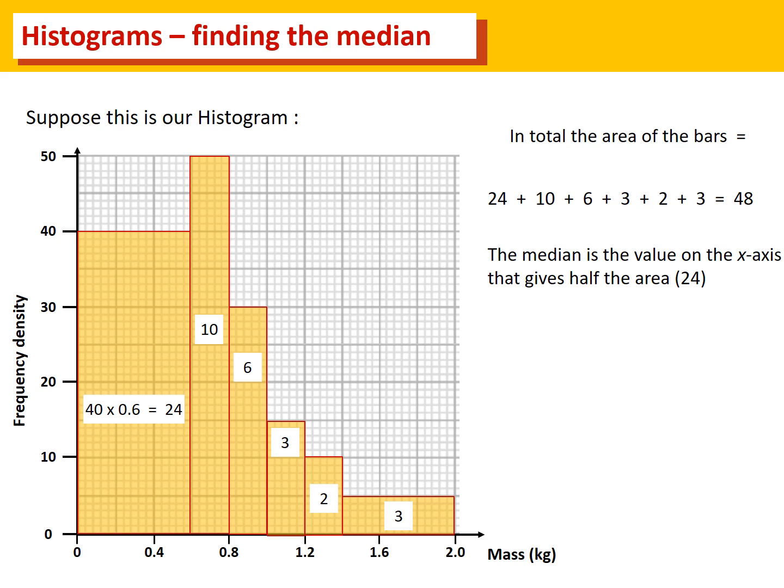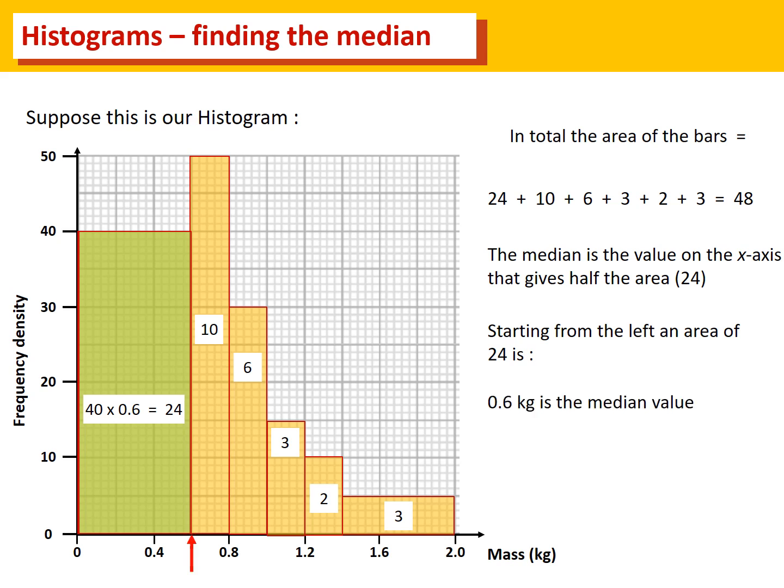So where's the value on the x-axis where we have an area of 24 to the left of that value and an area of 24 to the right of that value? Now, starting from the left, an area of 24 is given to us in that first bar. It just so happens that first bar is an area of 24, and therefore we can see on the x-axis, 0.6 kilograms is the value where to the left of it the area is 24, and to the right of it the area is 24, which means 0.6 kilograms is our median value.